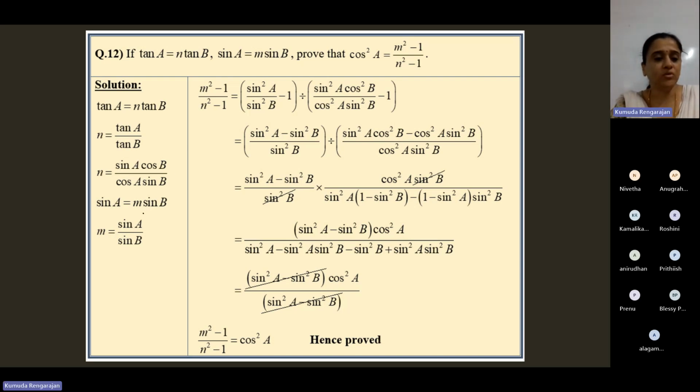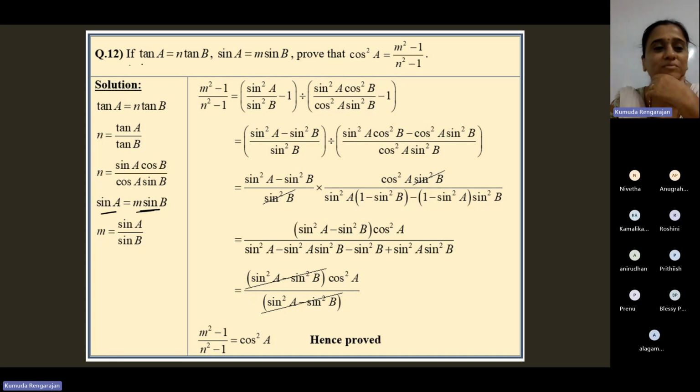Yeah. So then from the next one, we'll have to find the value for m. Okay. So we have sine A is equal to m sine B. So m is equal to sine A by sine B, correct? M is equal to sine A by sine B, correct?